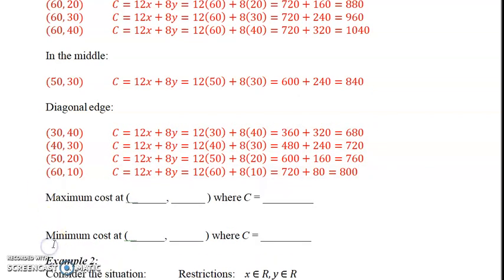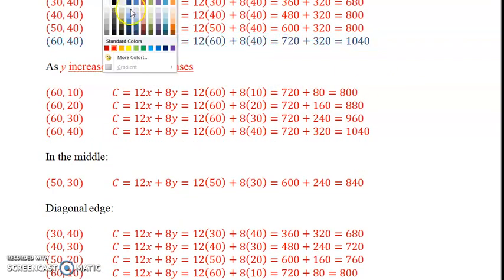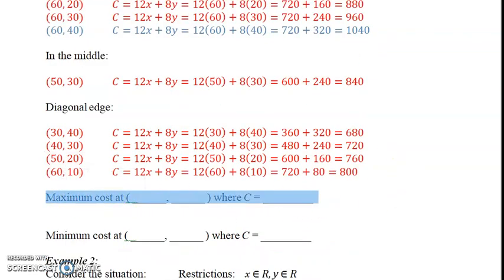So out of all these, we go and we find the maximum. So the maximum is right here. Same one, obviously, 60, 40. So the maximum is when we have 60 for x, which is 60 sport vehicles, and 40 for y, and that'll give us a cost of 1,080. That was the max.